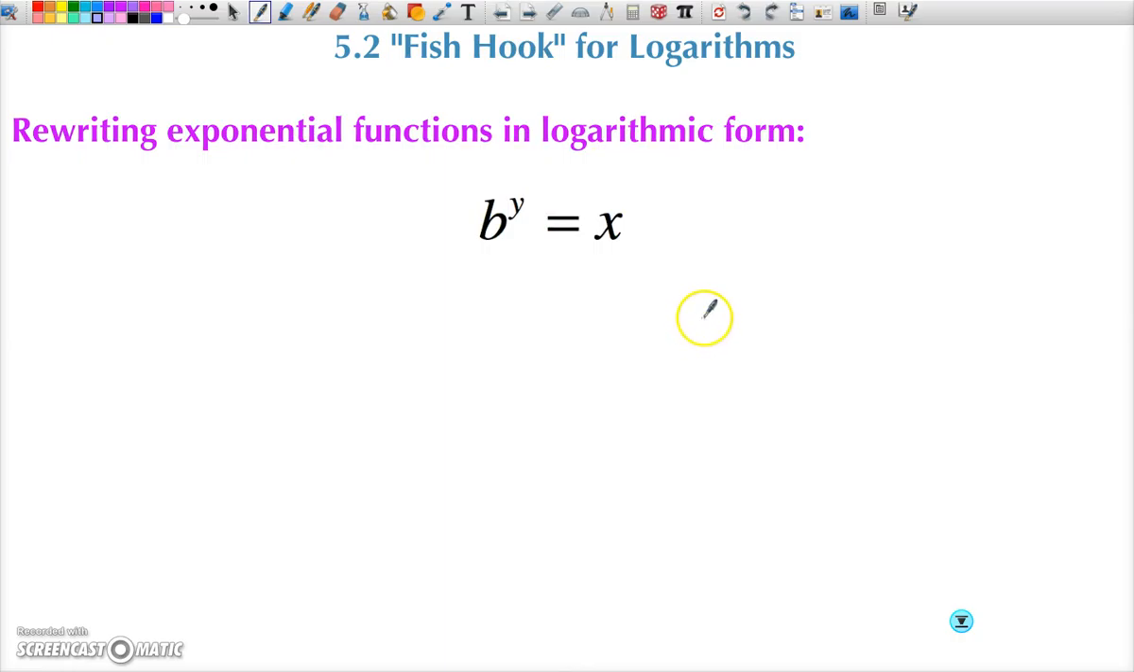Now in the opposite form, again, fishhook method, we're going to start with the b, work around to the other side of the equal sign, and then hook onto the y. And so we're going to write log, and we're going to put our b down here as our base, x goes next to it, and then on the other side of the equal sign is the y.